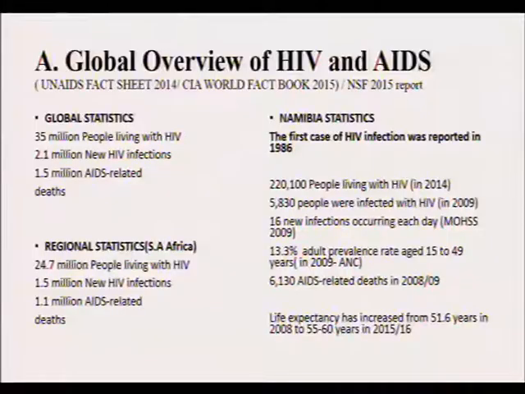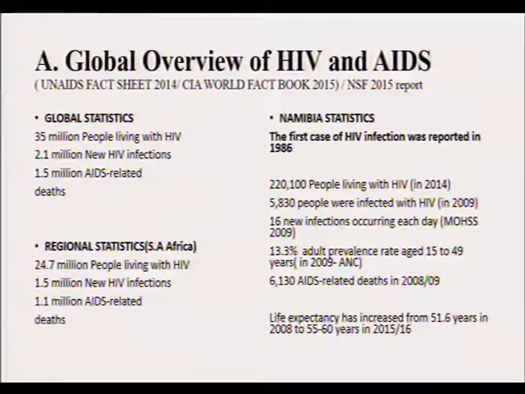Let's look at the statistics of Namibia. The first case was reported in 1986. In 2014, we had 220,000 people living with HIV/AIDS, and in 2009 it was 5,000. Now, as you can see, from 2009 to 2014, there is a big difference.